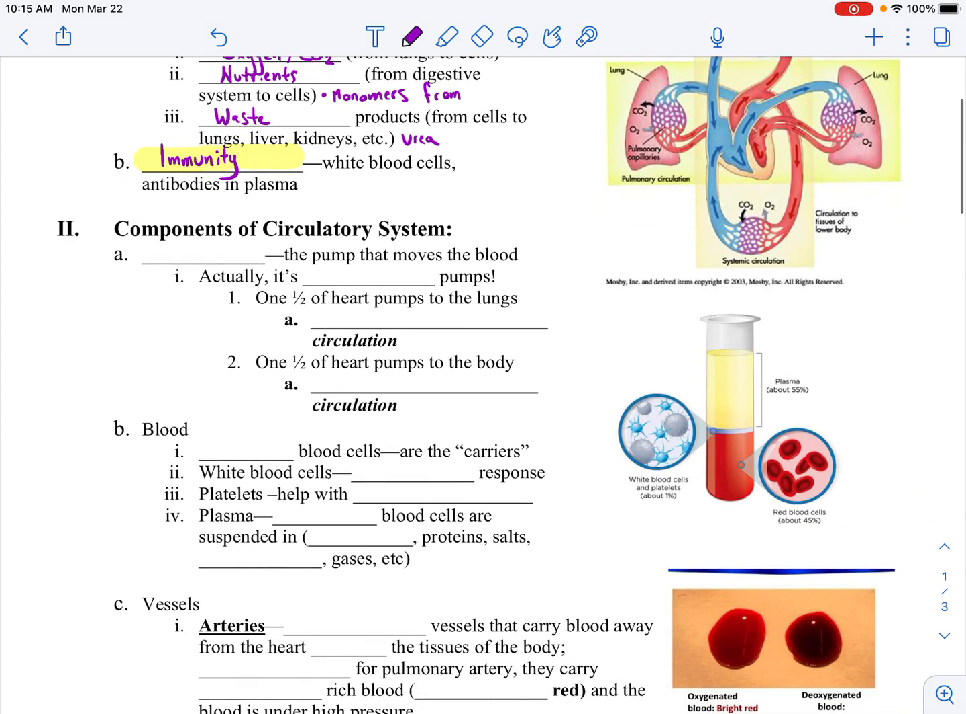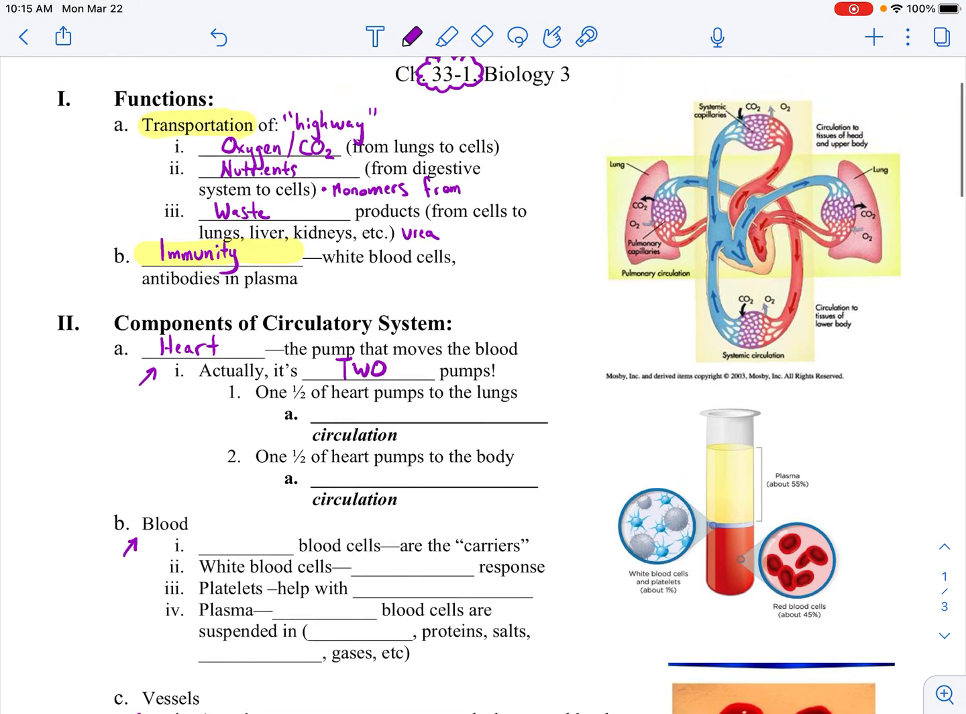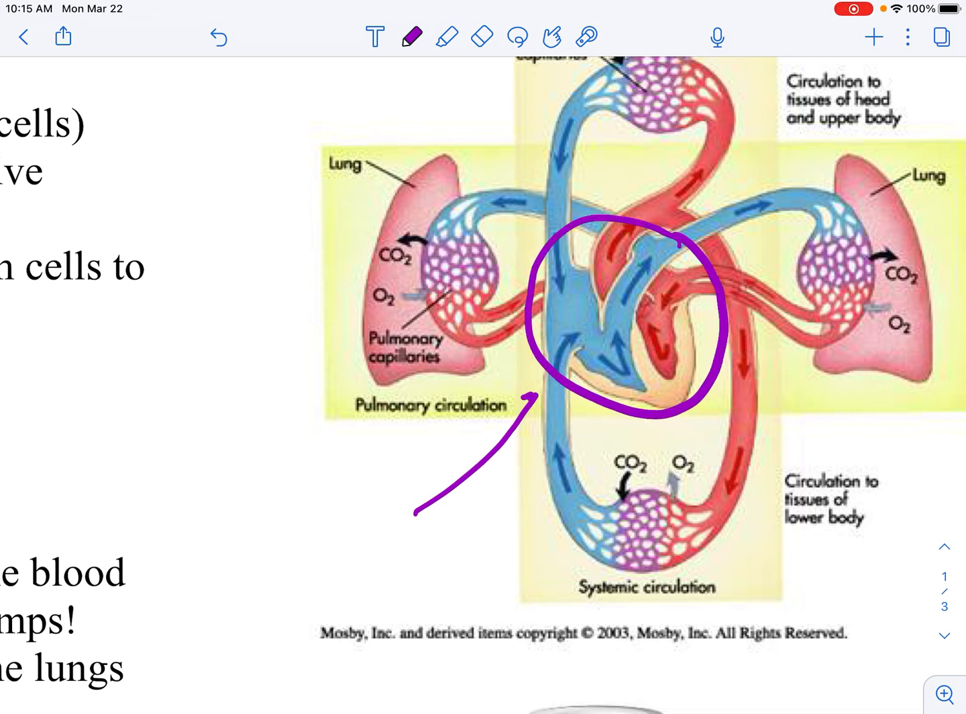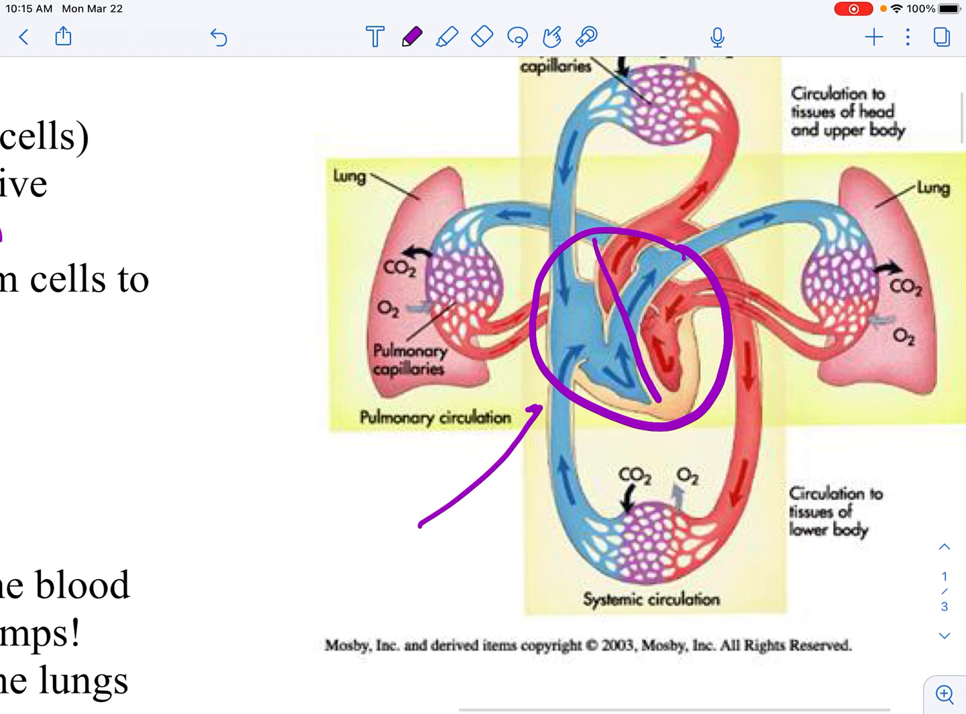Now, the components of the circulatory system are the heart, the blood, and the vessels that the blood travels through. So starting with the heart, it is actually two pumps, not just one. And you can kind of see a diagram of the heart over here, and you can see that the heart actually has two pumps, one on the right side and one on the left side.